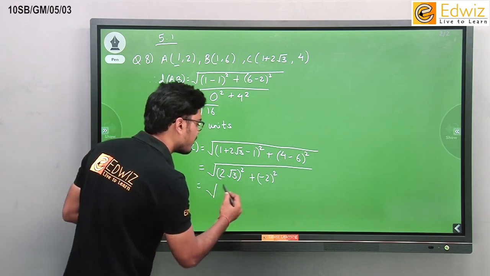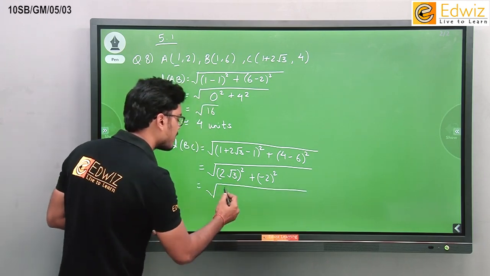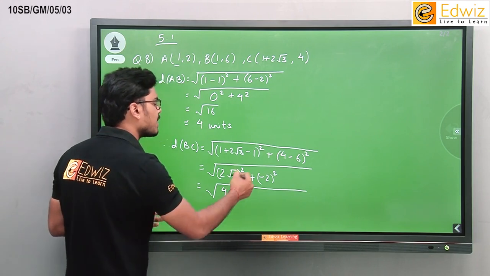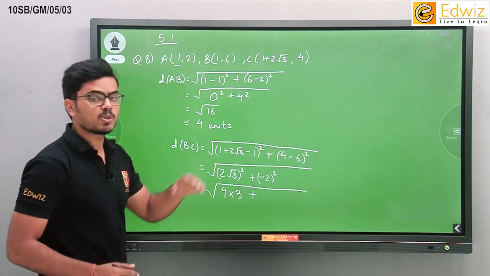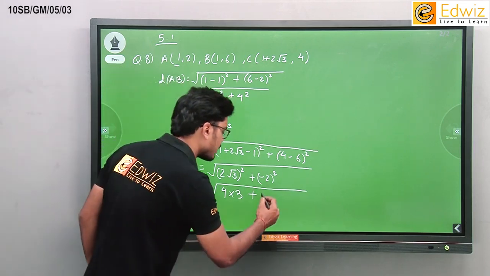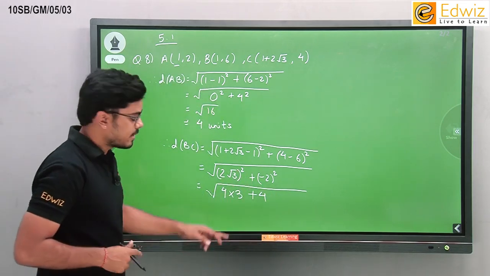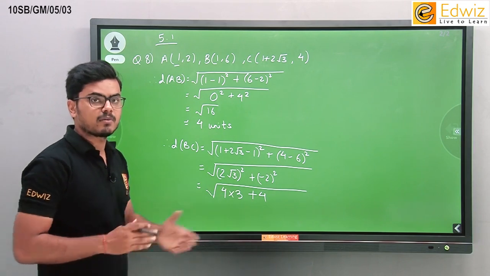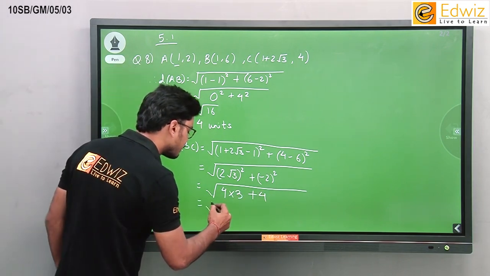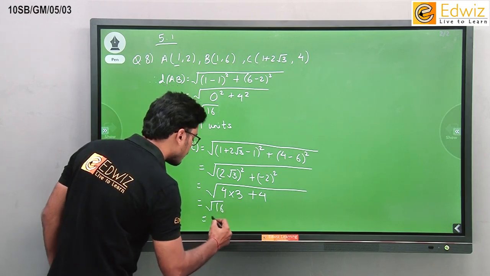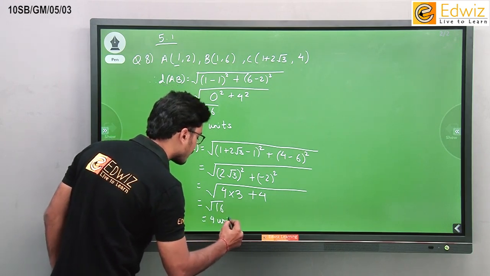So for this, if we square this we will get 2 square, that is 4, multiplied by root 3 square, that is 3, plus minus 2 square. Even if it is a negative number, the square will be positive 4. Okay, so 4 plus 3, 4 into 3 is 12, plus 4, 16. Again, we are getting root 16. The answer is 4 units.